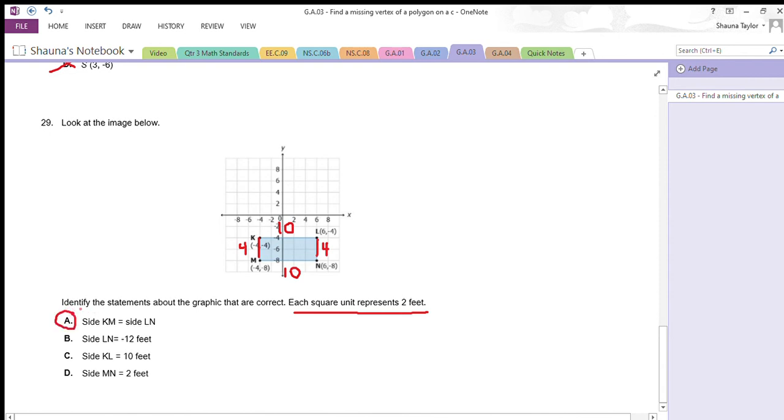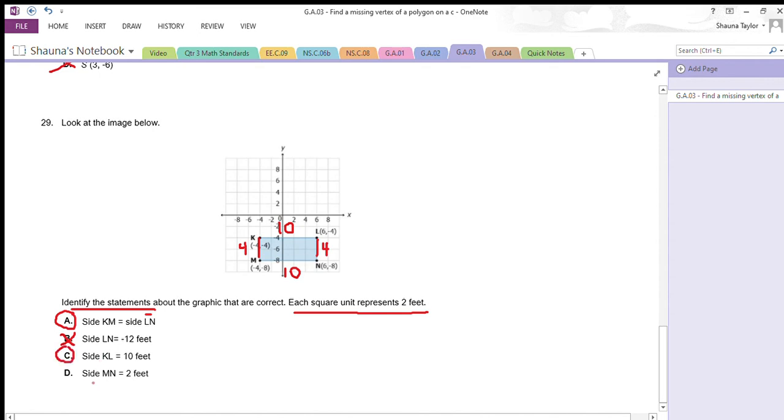Now look at this. It says identify the statements. It's plural, more than one. So we may have more than one answer. Let's look at the next one. Side LN is equal to -12 feet. LN is worth 4 feet. So this is wrong. Okay, C says side KL is equal to 10 feet. So I'm going to find K here. Here's L, and I already found out it was 10 feet, so that is correct.